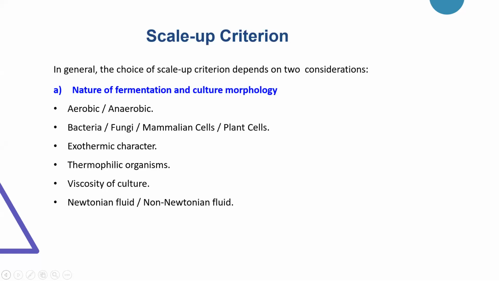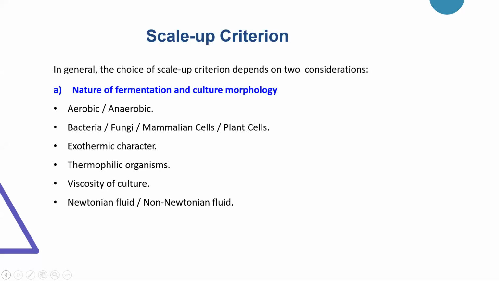Also, I need to keep track whether it is a thermophilic organism or a mesophile or a psychrophile. So the nature of the cells, what kind of temperature it requires: whether it is a low temperature preferring microbe, a psychrophile, or it requires a temperature in the range 20 to 40, that means a moderate microbe, a mesophile, or it requires very high temperature.